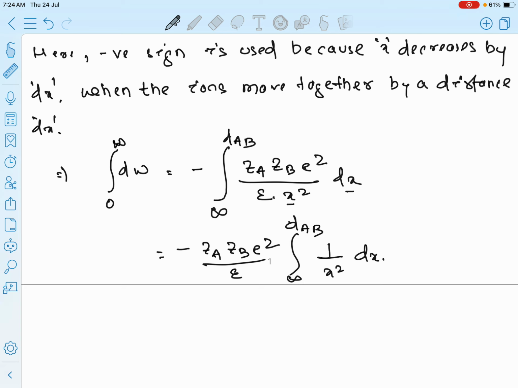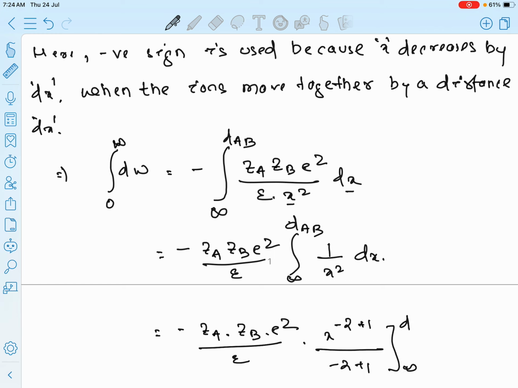Okay, and now minus of za into zb into e square by epsilon. What will be the value? The integration means x to the power n plus 1 by n plus 1. So here x has a power of minus 2, therefore this will be minus 2 plus 1 divided by minus 2 plus 1, ranging from infinite to dab distance.